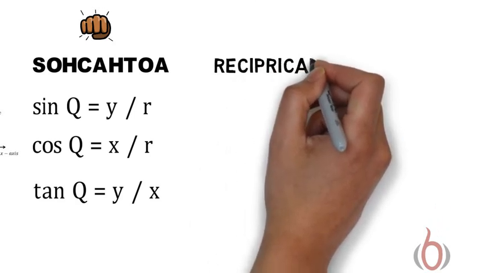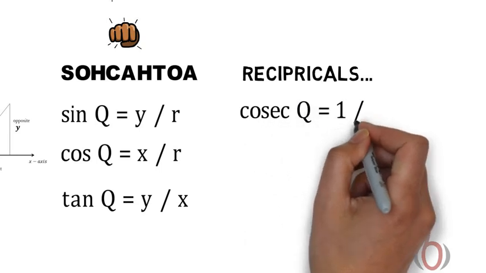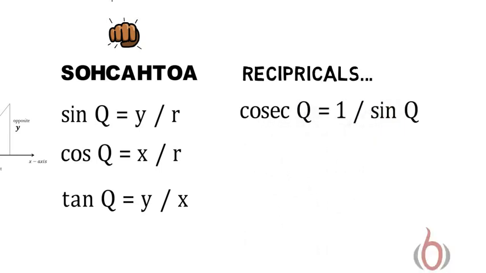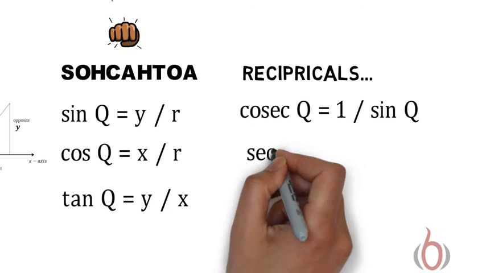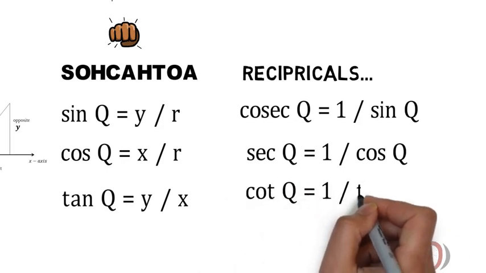You'll also need to understand their reciprocals. Cosec is the reciprocal of sine, which is 1 over sine. Sec is the reciprocal of cos, which is 1 over cos. And cot is the reciprocal of tan, which is 1 over tan.